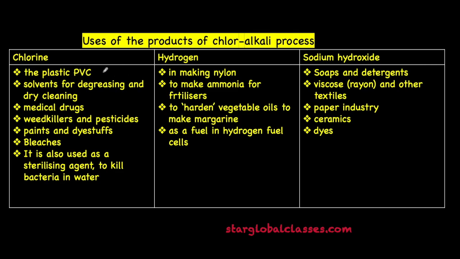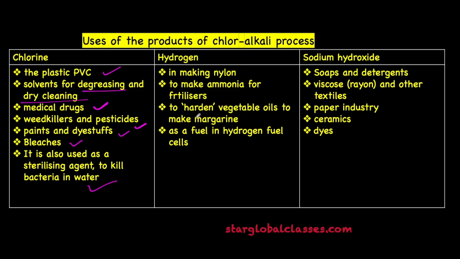Chlorine is used in making PVC plastic, which we use in making chairs and molded items. PVC plastic pipes are also made. Solvents for degreasing and dry cleaning. Medical drugs are made by using chlorine. Chlorine is also used in making weed killer and pesticide, paints and dye stuff. Bleaches, and it is also used as a sterilizing agent to kill bacteria in water. These are the important uses of chlorine given here.